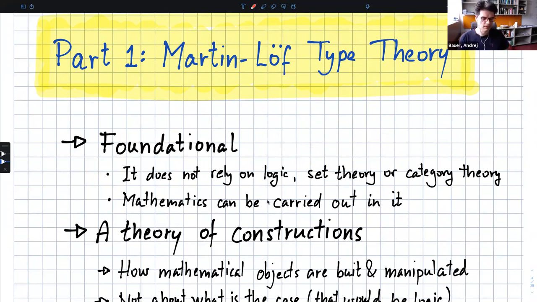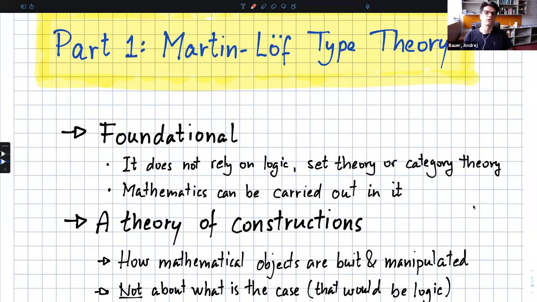Given the poll that we asked the participants to fill out, it looked like there aren't that many people who are absolute beginners in all kinds of type theory and lambda calculus. So I'm going to have a half-hour introduction to type theory, which I hope will be sufficient.